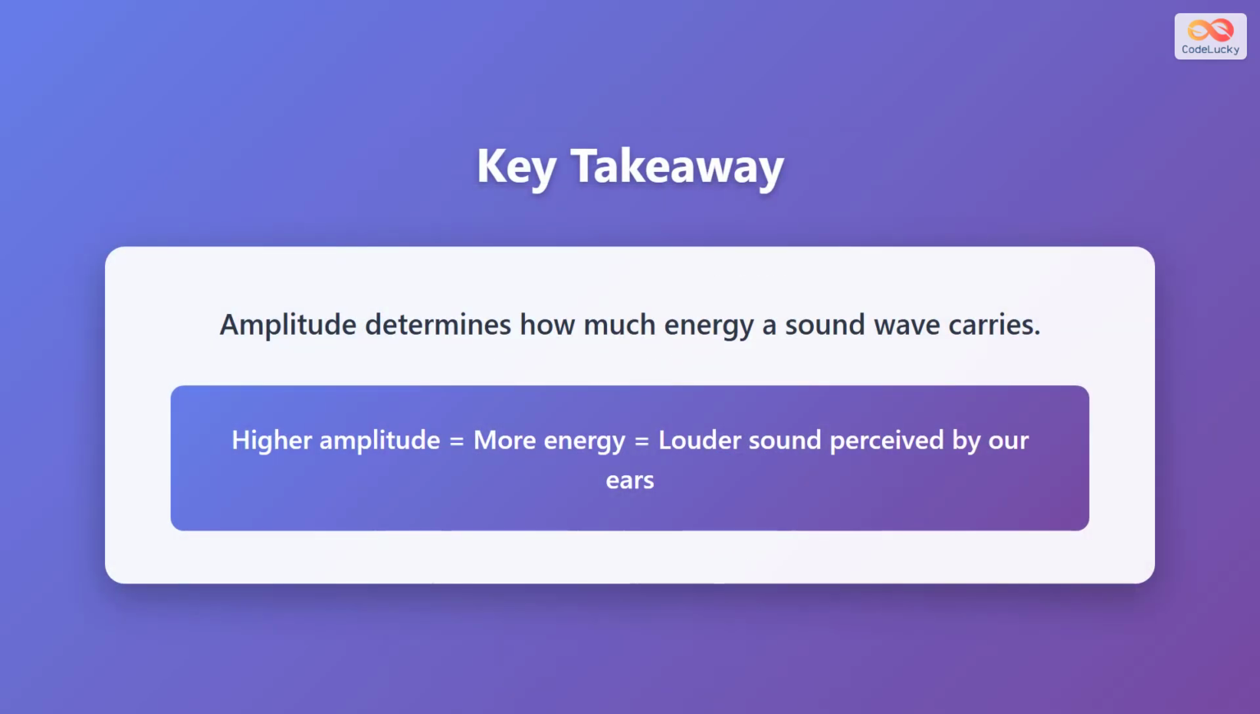To wrap up, remember this key takeaway. Amplitude determines how much energy a sound wave carries. Higher amplitude means more energy, which translates to a louder sound perceived by our ears. This fundamental relationship between amplitude and loudness is what allows us to control volume in everything from musical instruments to speakers. By understanding how amplitude affects sound, you've gained insight into one of the most important characteristics of sound waves.